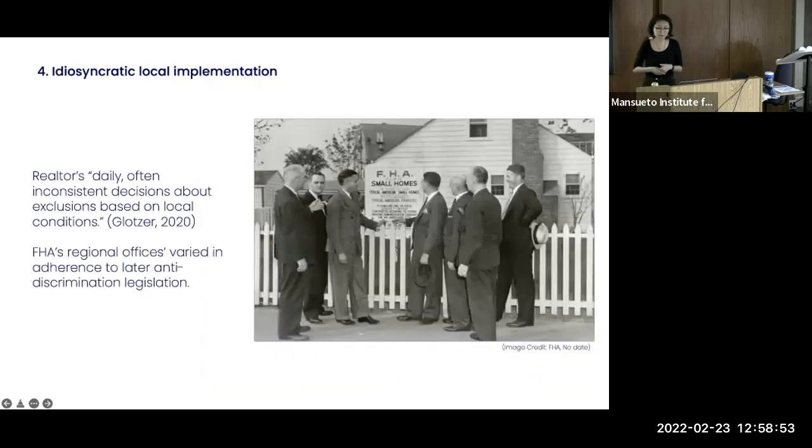And then lastly, we know that there was a lot of idiosyncratic implementation of policy at the level of the city. Describing the attempts by real estate professionals to implement standardized national practices, Paige Glotzer describes realtors as making daily, often inconsistent decisions about exclusions based on local control. Not only did realtors influence how national legislation was implemented, but the FHA's local offices were given autonomy to, for instance, resist strict adherence to new legislation or to willfully neglect implementation of anti-discriminatory measures such as the 1948 Shelley versus Kramer decision to outlaw racial covenants.